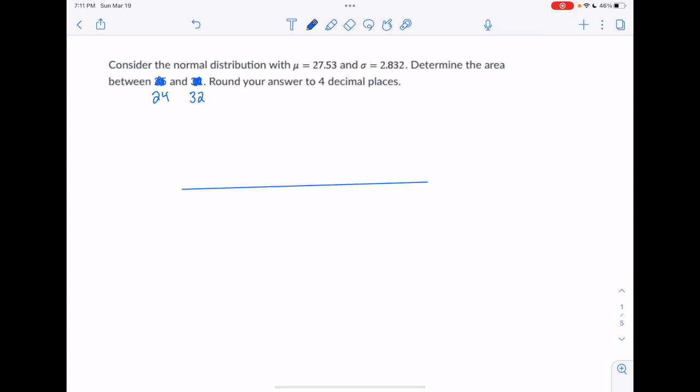First thing we should start off with is a picture. So I'm going to draw a bell-shaped curve. I'm going to put the mean in the middle, 27.53. I'm going to put these two boundaries. 24 is smaller than 27.53, so that would be on the left somewhere. 32 is bigger than 27.53, so that would be on the right. I did put 32 a little bit farther away than 24 just because there is a bigger difference between 32 and 27.53 versus 24 and 27.53, but it's not that important to get that just right.